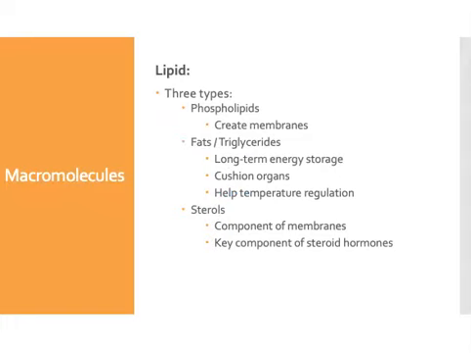Remember, we said when it comes to lipid, there are actually 3 different types. There are what we call phospholipids. That's the type of lipid that is abundant in cell membranes. There are fats, or what's also known as triglycerides. And there are sterols.